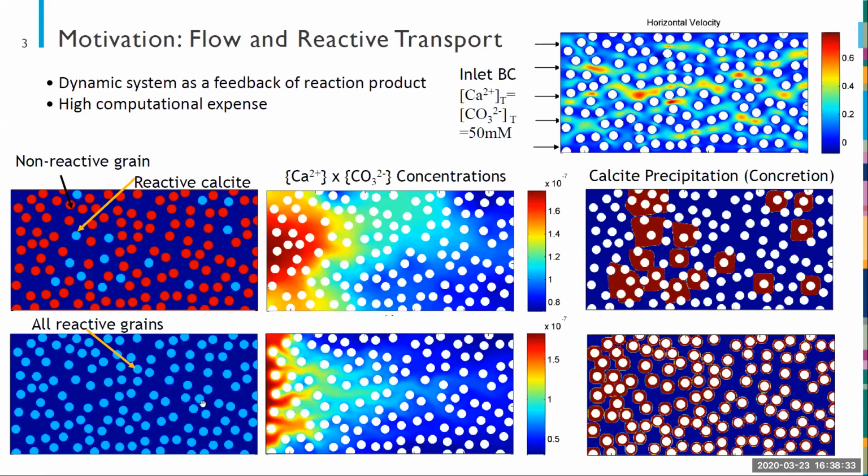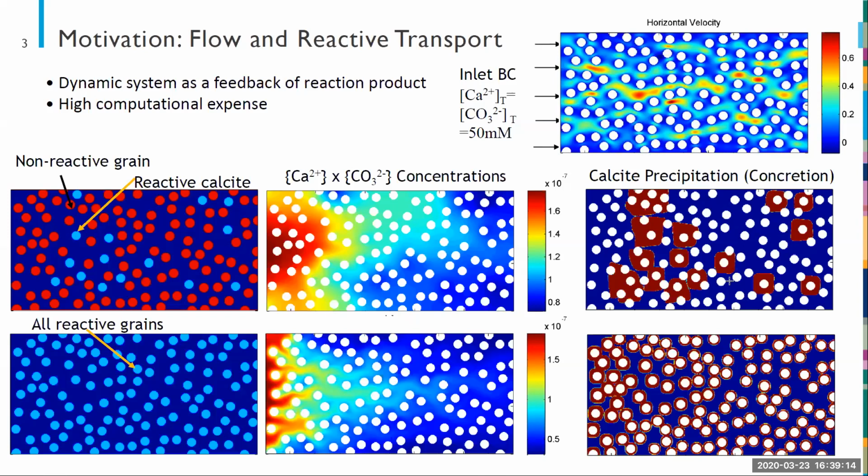The bottom image shows a numerical domain consisting of all reactive grains. You can see a lot of different solutions over time. As a result, the precipitation pattern changes quite a bit. We can link these different types of patterns to actual observations we can see in some outcrops. But the bottom line is that this system is really complex. At the pore scale, this simulation is really fun, however, it is very expensive to upscale for large systems.